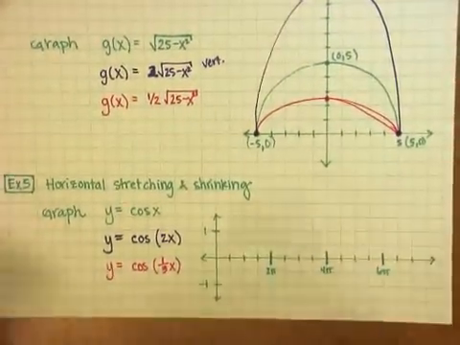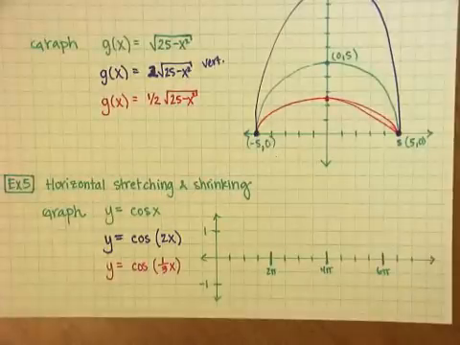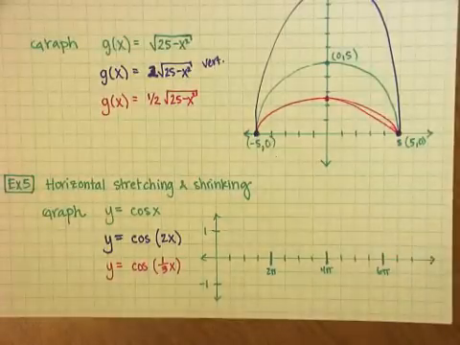Now we've got horizontal stretching and shrinking. These are going to be things inside the parentheses with the x, and they're going to do the opposite of what you would think they would do.